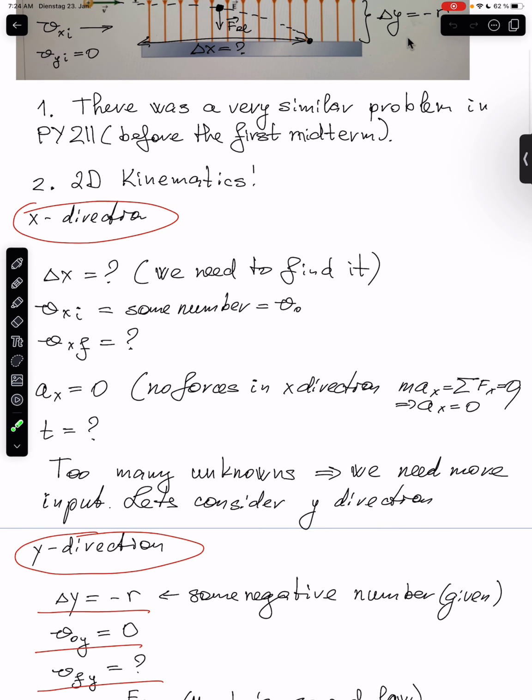There are no forces in the x direction. And since there are no forces in the x direction, from Newton's law, we will find that the acceleration in the x direction is 0. And finally, the time the ball traveled, we also don't know. So we look at this as a set of these 5 kinematic variables in the x direction, and we see that 3 of them we don't know, and therefore we cannot solve this problem. We need more input, and the input will come from the y direction.